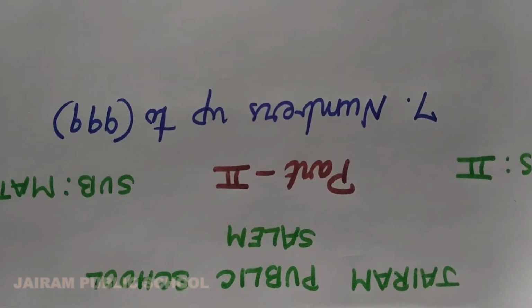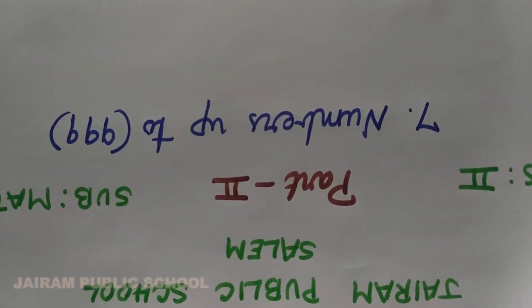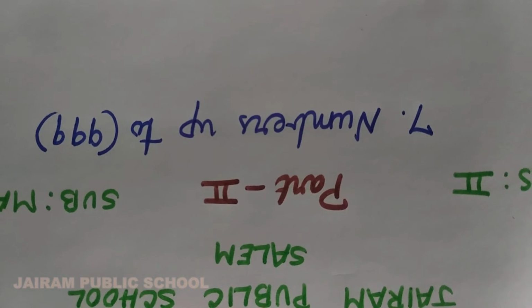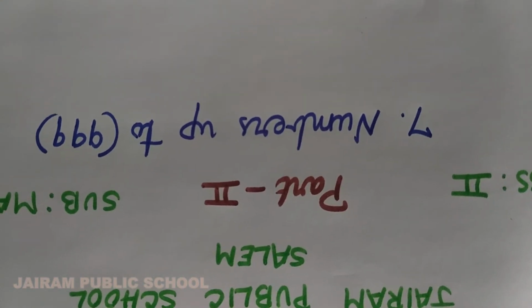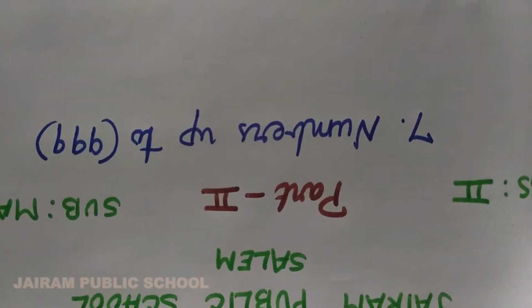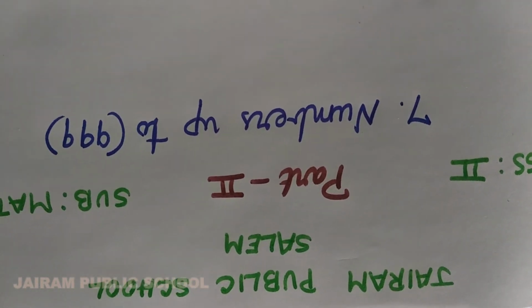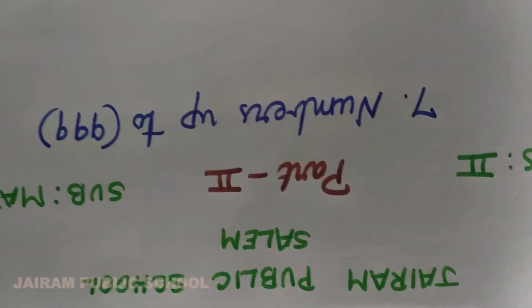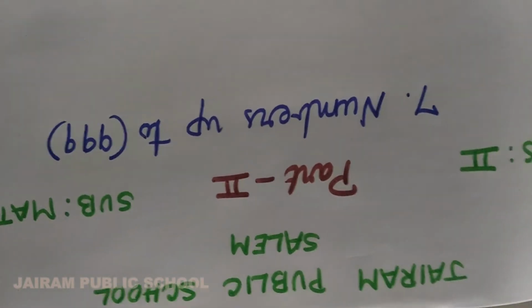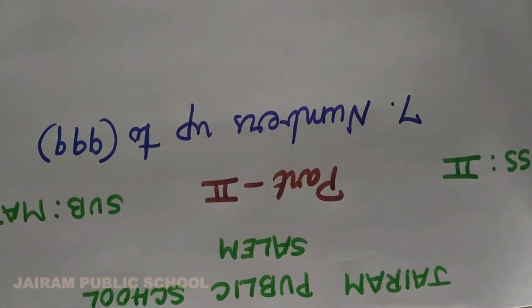So, in this session, we are going to learn about comparing the numbers, ascending order and descending order. Everyone take your studio book, volume 2. Take a pencil along with you.